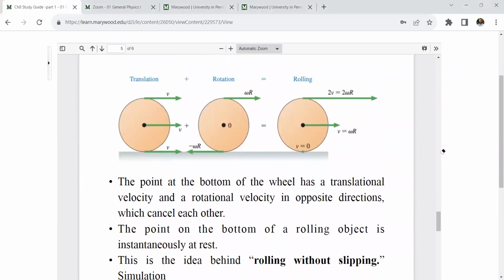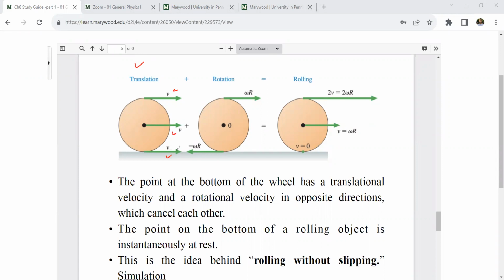Okay, so rolling motion is a combination of translational and rotational motion. That I already mentioned in the last slide. Here you see that we have translational motion. In translational motion, all the parts of the wheel have the same velocity, the same linear velocity, v. Okay, so you see that is v.